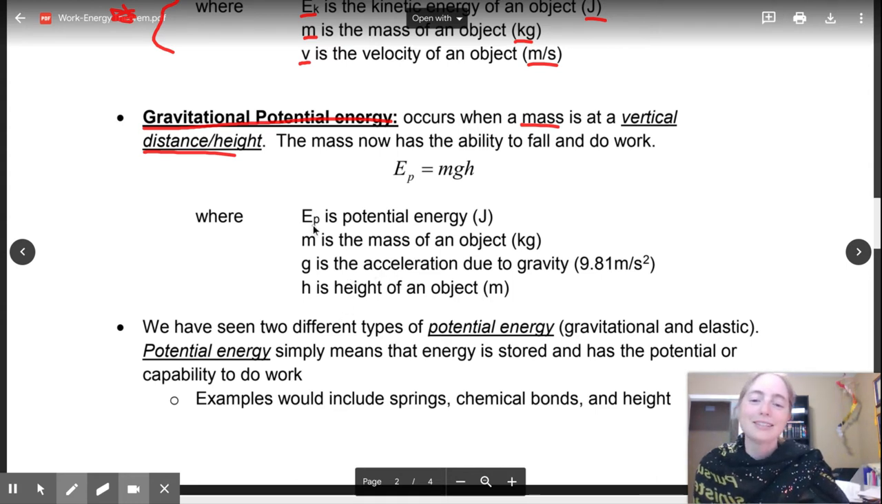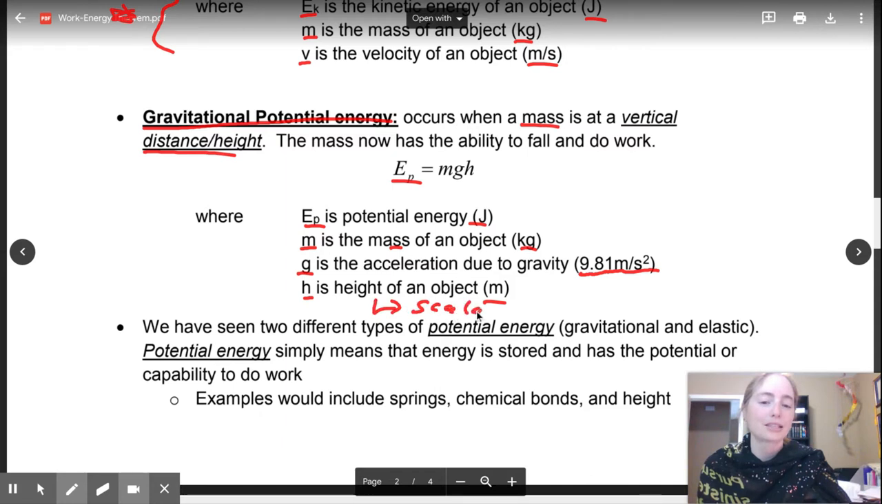All right, so once again, EP is our potential energy, the stored energy, and that's in joules. m is the mass in kilograms, and g is 9.81 meters per second squared. That has not changed. And h is the height of an object. Now, energy is scalar, so you do not need direction on any of these energy terms. They're scalar.